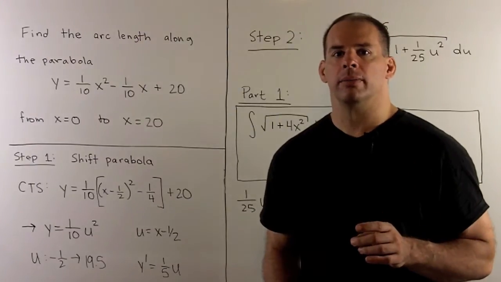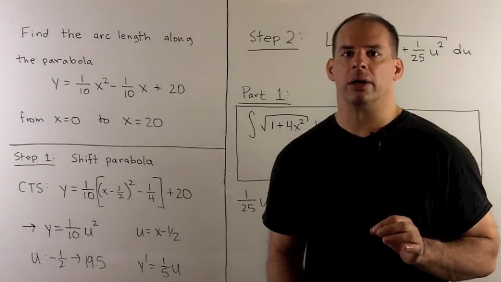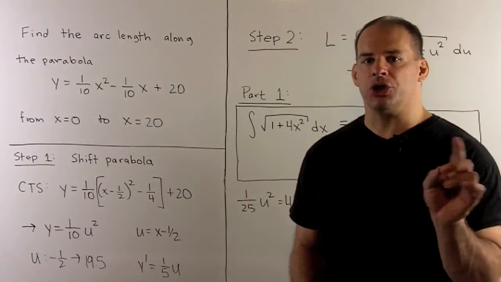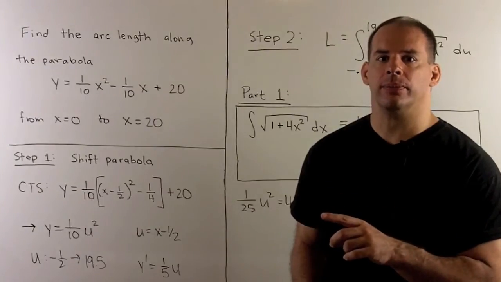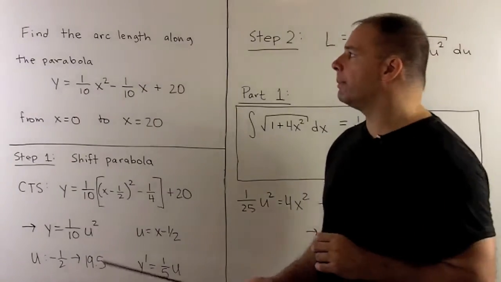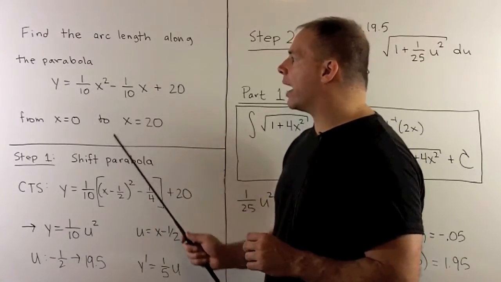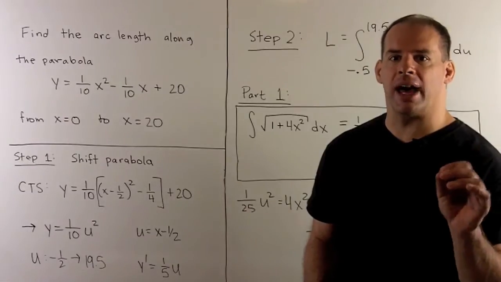In part 1, we found arc length along the basic parabola y equals x squared. For this part, we want to find arc length along the general parabola y equal to a quadratic in x. Now, our specific problem: find the arc length along the parabola y equals 1/10 x squared minus 1/10 x plus 20 from x equals 0 to x equals 20.